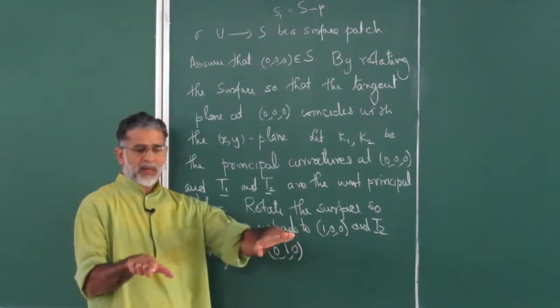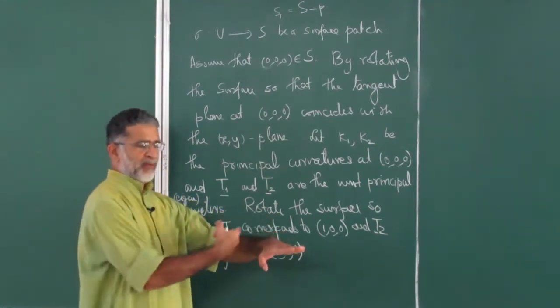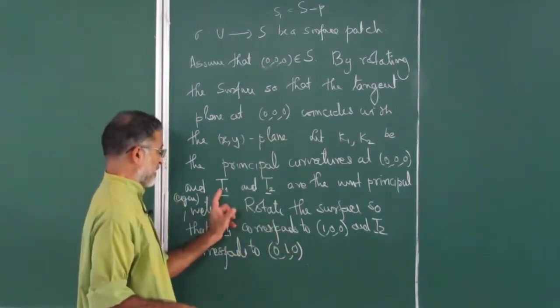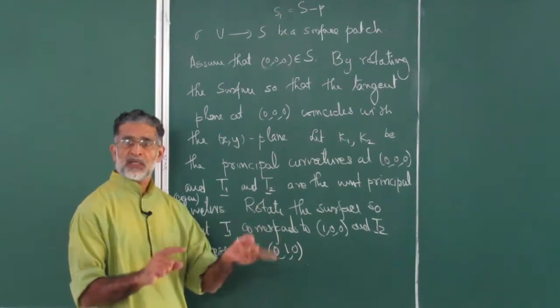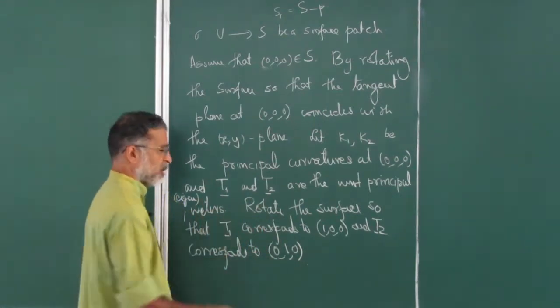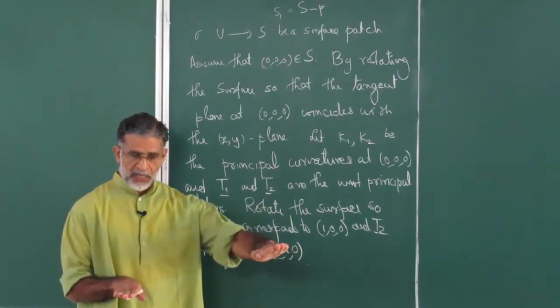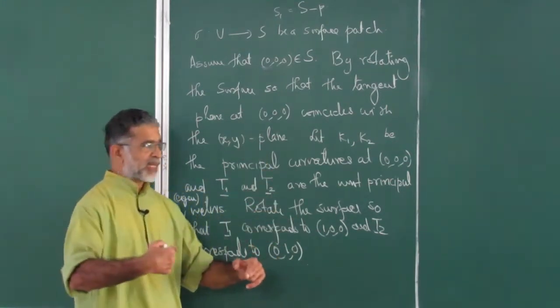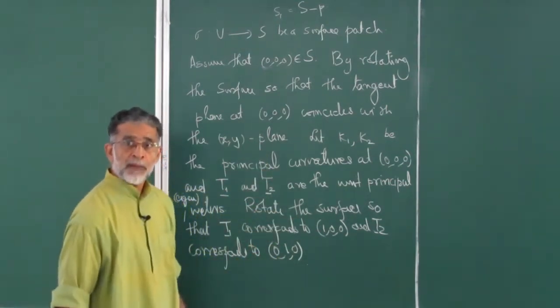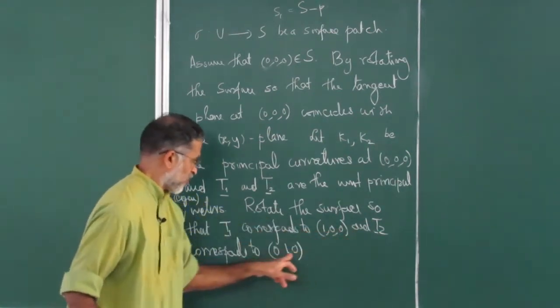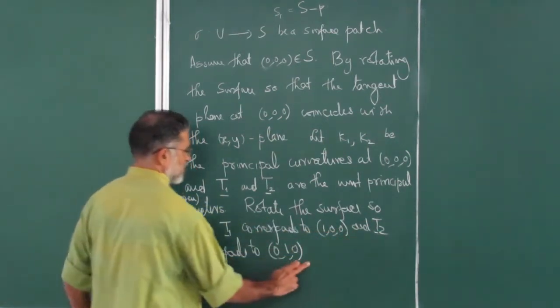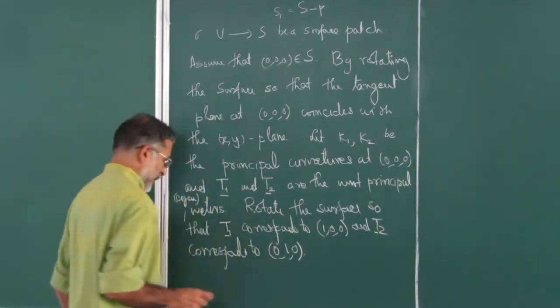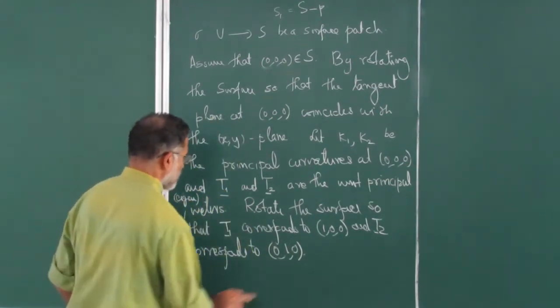Your tangent plane has now coincided and you get T1 and T2. Choose in such a way that if T1, T2 doesn't work, then you choose accordingly so that you rotate. Now the whole surface is rotated so that T1 coincides with the x-axis and T2 coincides with the y-axis. So you will get these principal vectors. That's the second part of what we do.